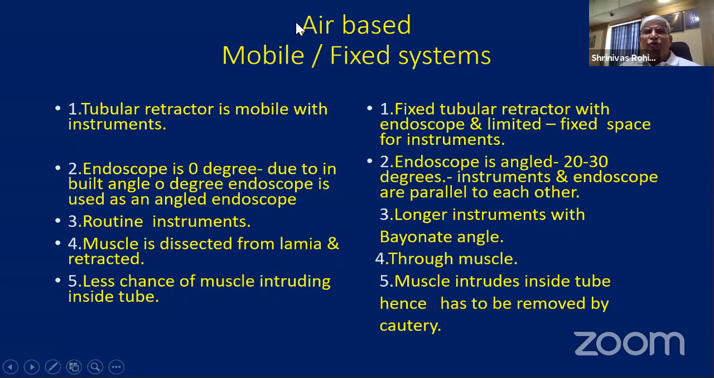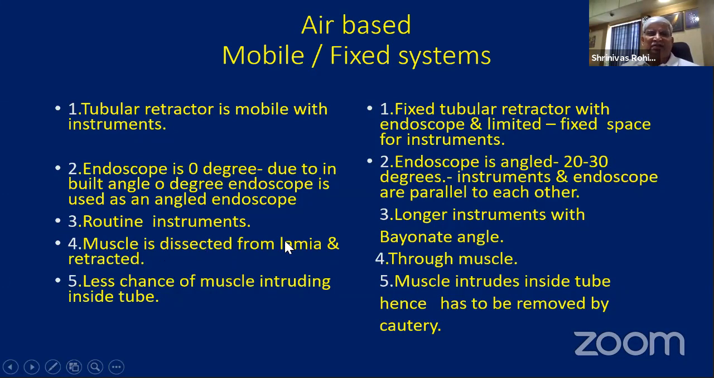Now, both of these are air-based. Mobile and fixed tubular retractors are air-based. In mobile, the tubular retractor is mobile with the instruments. In the fixed, the instruments move inside the fixed tube. In mobile, it is a 0-degree scope. In fixed, it is an angled scope because the instruments go parallel to each other. In mobile, we can use routine instruments. We have to use longer instruments with a bayonet angle in the fixed one.